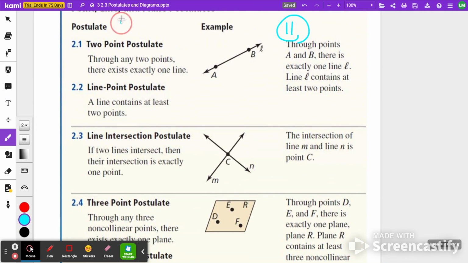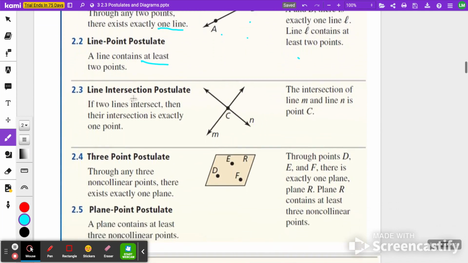So any of the postulate rules, we're just going to write down in this column. And then these are just picture examples and description examples. A 2-point postulate just means through any 2 points, there exists exactly one line. So here's point A, here's point B, and through those 2 points is one line. Going off of that, the 2.2 line point postulate just means a line contains at least 2 points. So if you have 2 points, you can make a line with them.